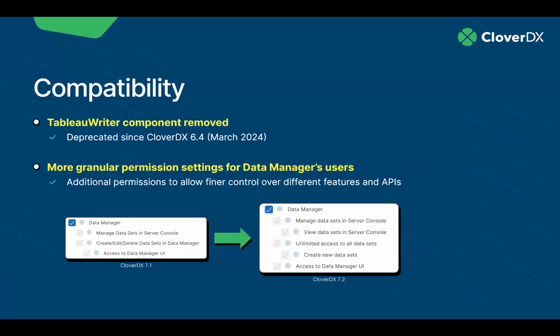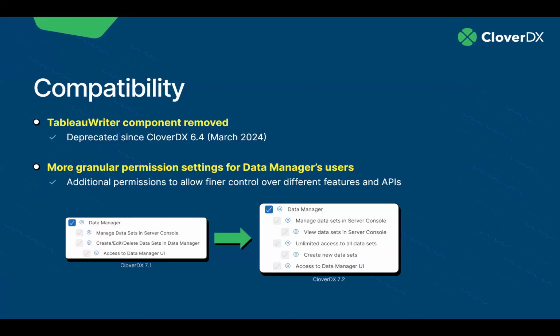And of course, there are some changes that you should pay attention to because they change the compatibility of the product. The first one is that we removed the Tableau writer component. This has been deprecated since Clover 6.4, so for more than a year. So we've decided to remove this component because of the libraries that it uses. They are no longer supported by Tableau, so this is not something that we can support by ourselves.